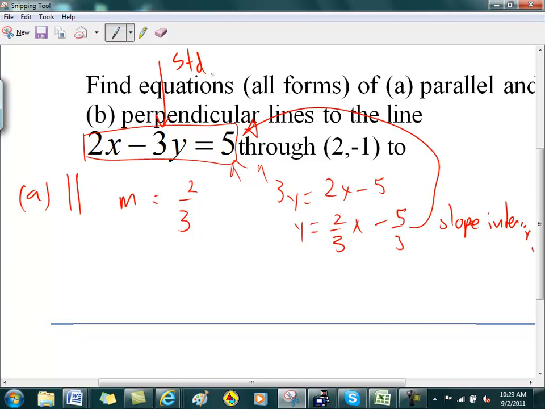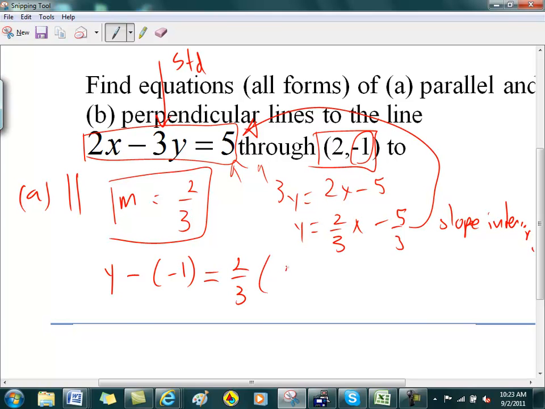Okay? But what I want is an equation of a line that's parallel to this line and it goes through this point. Now when you're given a point, the best form to start out with is the point-slope form. So what you're going to do is you're going to go y minus -1, which comes from this guy here, is equal to the slope of the line, which is going to be the same as my original line, which is 2/3 times x minus whatever that x value is. So this is y plus 1 is equal to 2/3 (x minus 2).